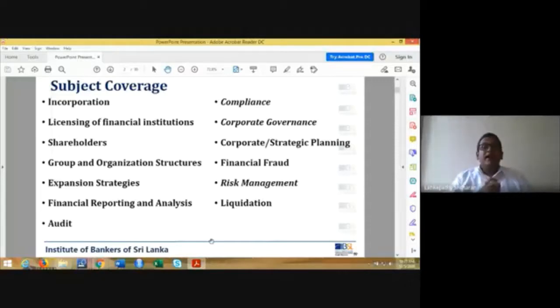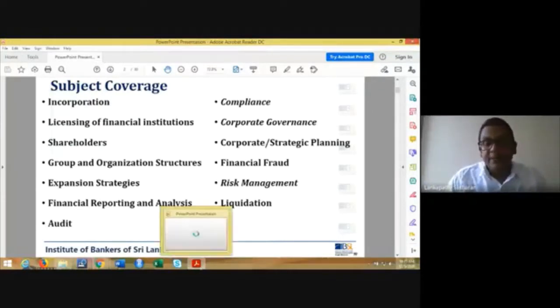The areas of risk management, corporate strategy, corporate governance, compliance, and financial reporting analysis have more weight in the exam paper. So when you are studying those areas, you will be able to answer the questions. So that is the basic understanding about this subject.